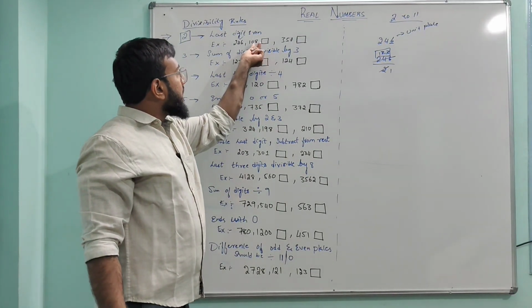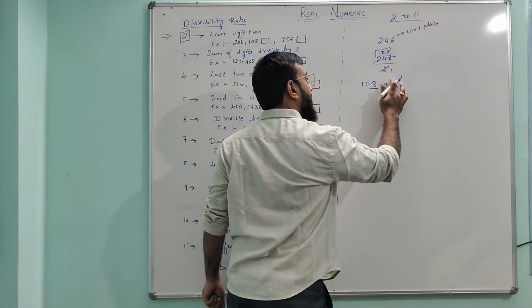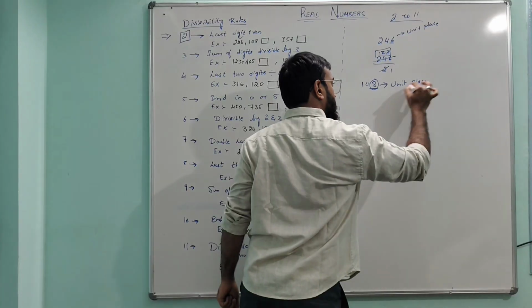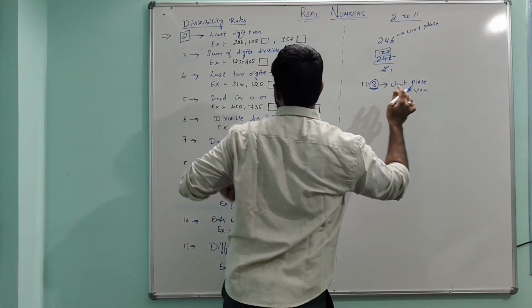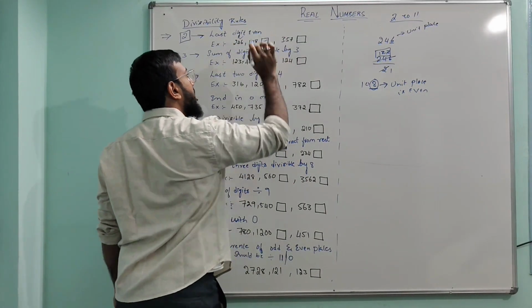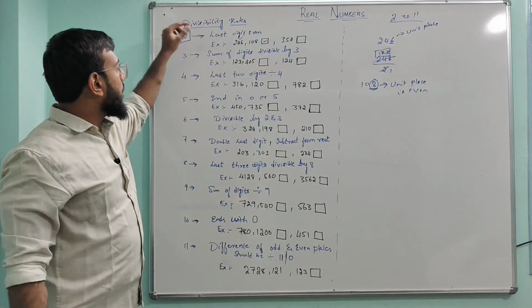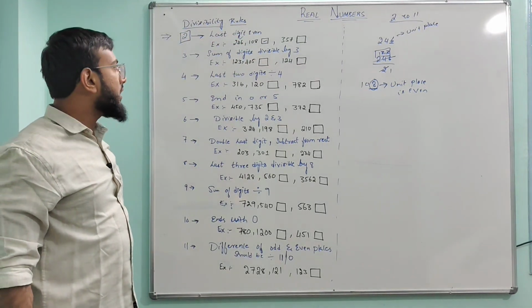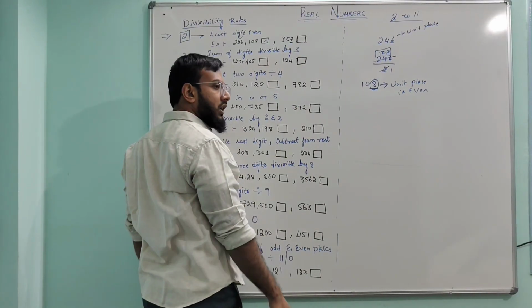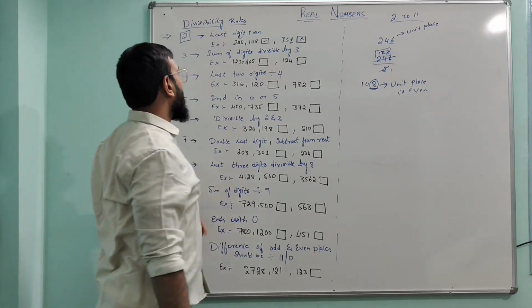Check this number, 108. The unit place is even. Hence, this number is divisible by 2. So both of these numbers are divisible by 2. If the unit place is even, the whole number is divisible by 2. With this example, we can see here the 7 is not an even number, hence this number is not divisible. Hope this is clear.